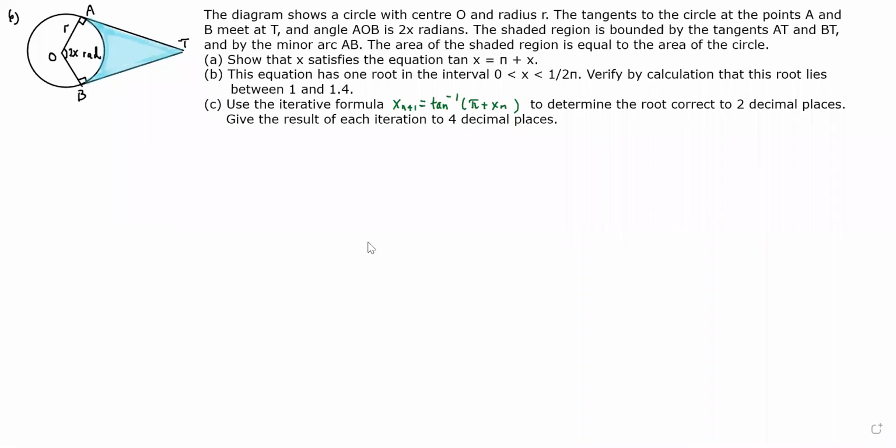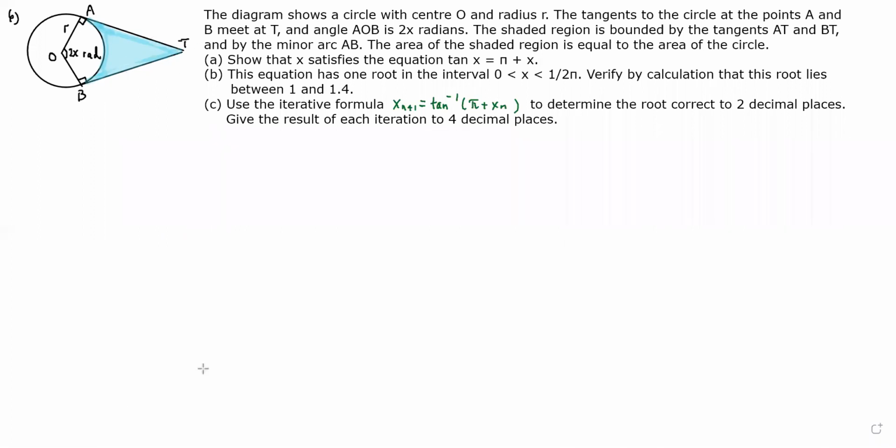We discussed question 6 of A-Level Pure Mathematics 3, paper 3, for May and June of year 2020. You're given a diagram with a circle with center O, and the tangents to the circle at A and B meet at point T. Angle AOB is given by 2x radians, so the angle is in radians.